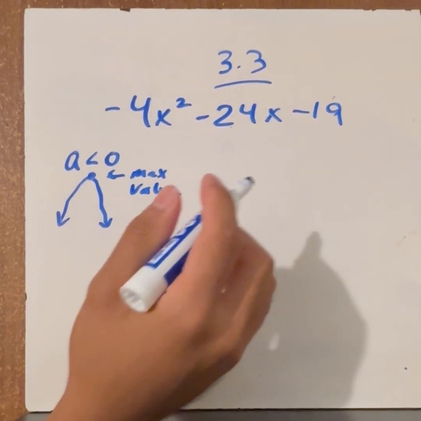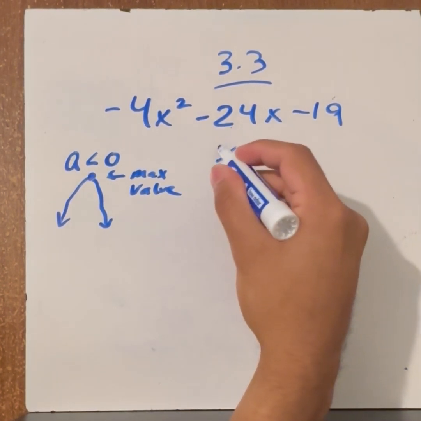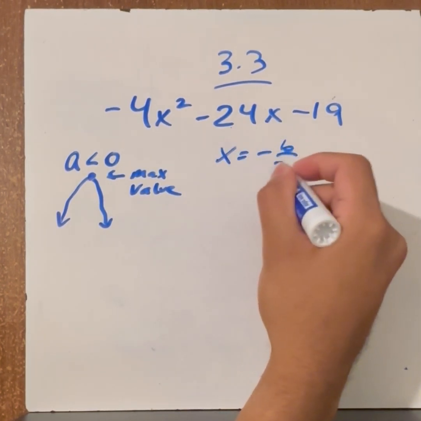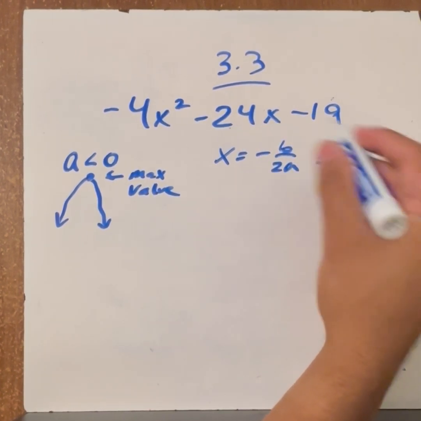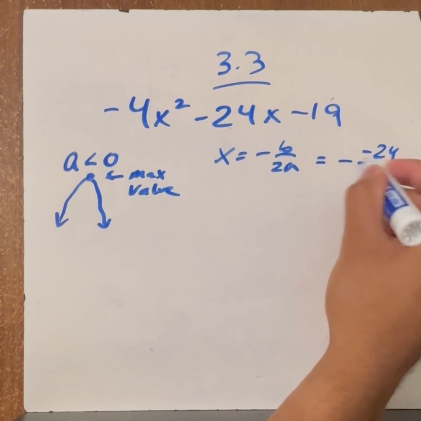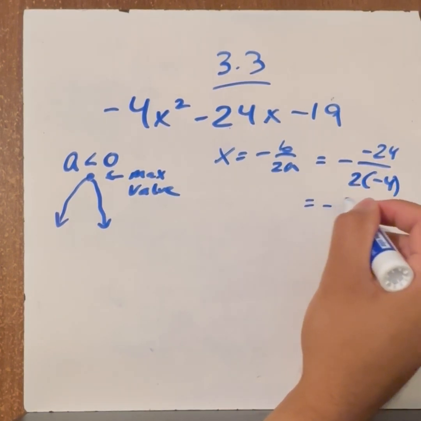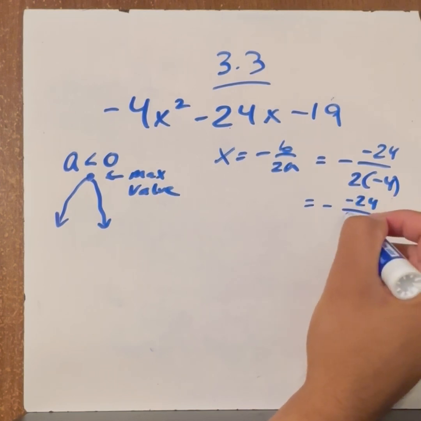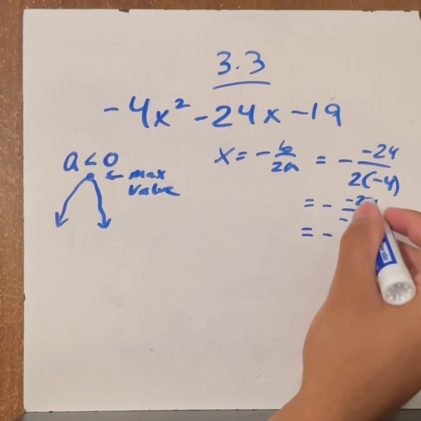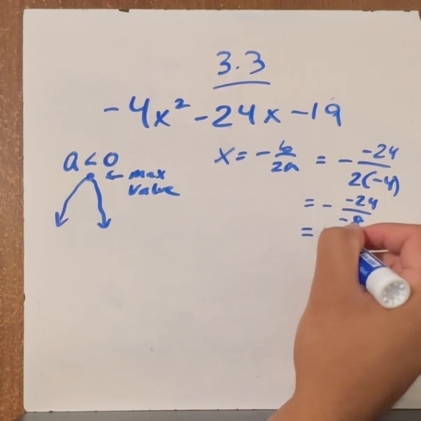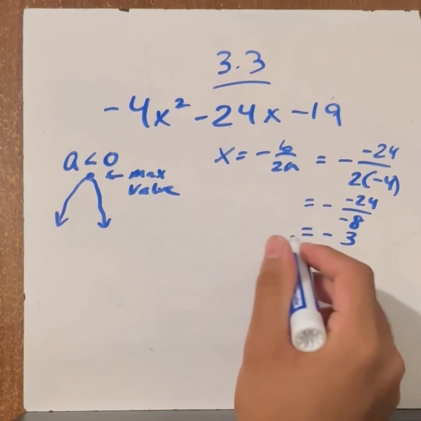So to find the value, we have to find the axis of symmetry first. So x equals negative b over 2a. Negative b, so negative, and b was negative 24, and then over 2 times a, which is negative 4. This would be negative of negative 24. 2 times negative 4 is negative 8. Negative 24 divided by negative 8 is 3, and then the negative comes from there. Okay, so we found the x value, and now we just have to find the y value.